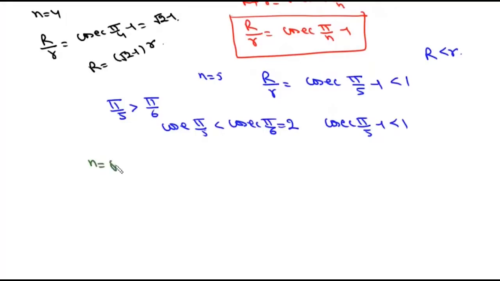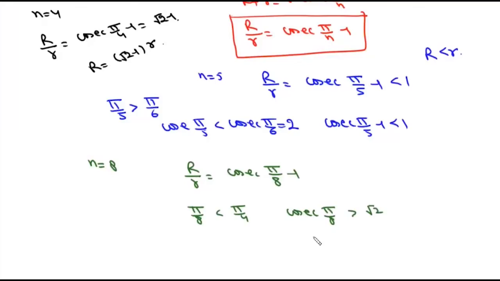If we take n as 8, we can write r upon R equals cosec pi by 8 minus 1. Now pi by 8 is less than pi by 4, so cosec pi by 8 will be greater than cosec pi by 4, which is root 2. So cosec pi by 8 minus 1 will be greater than root 2 minus 1. So in this case, for n equals 8, r should be greater than root 2 minus 1 into R.